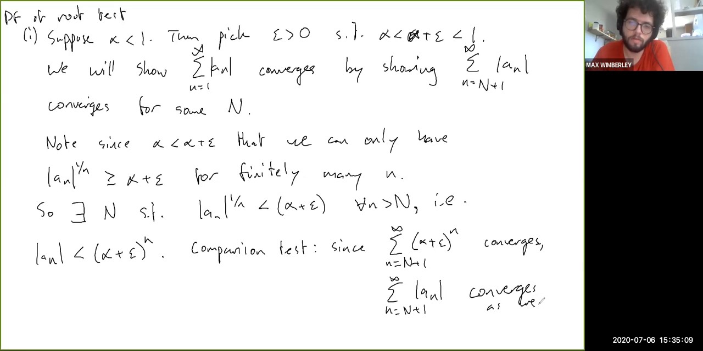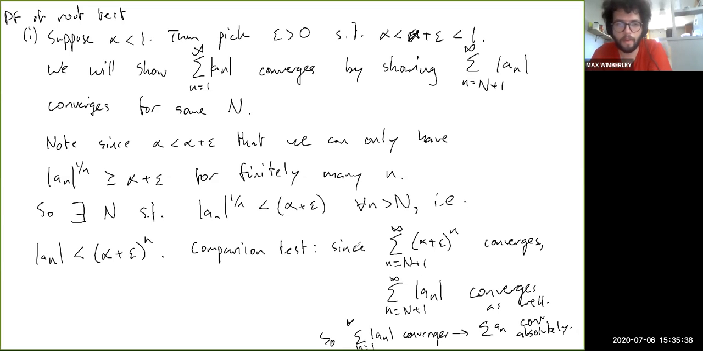as well. So then by this logic up here, we showed that this converges, so this overall series converges, right? So the sum from n equals 1 to infinity of the absolute value of an converges, meaning that the sum of an converges absolutely, as we wanted to show. Okay, so that's the first part here.